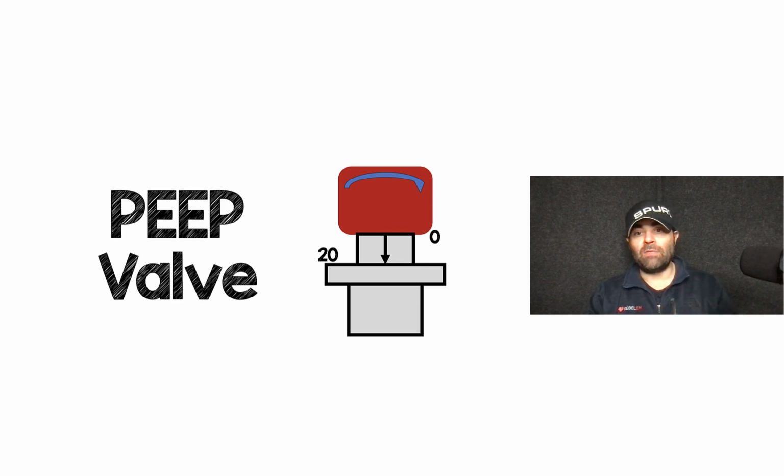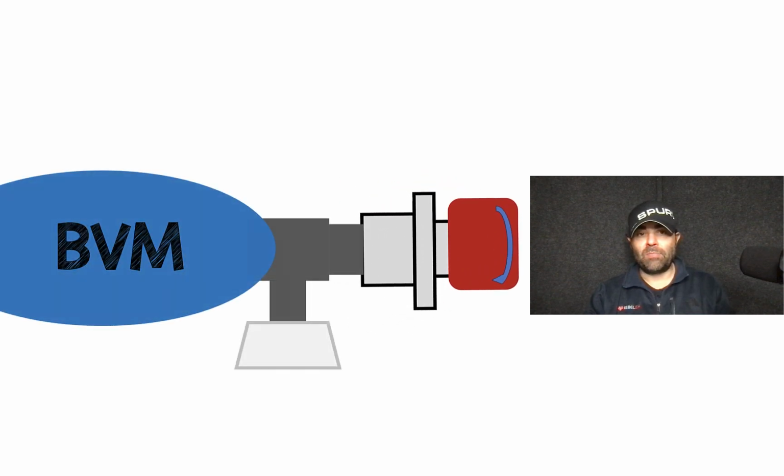So what's a PEEP valve? It's this little device that kind of looks like this. The ones I have a red top, but I've seen ones that have a blue top as well. And by twisting the top, you can basically add positive end expiratory pressure, and it ranges from 0 to 20, and I'll turn this sucker until I get to 15. And it attaches at the base of the bag valve mask.